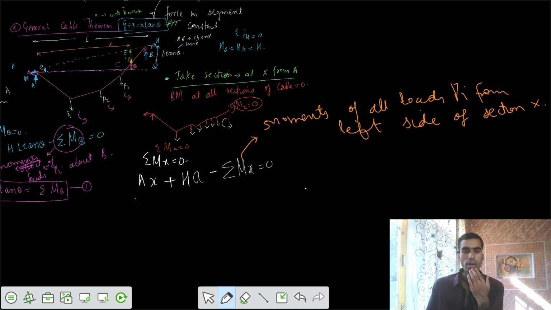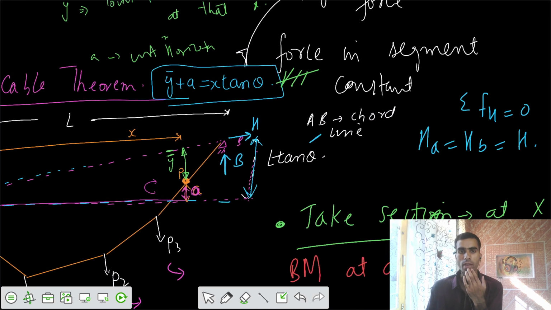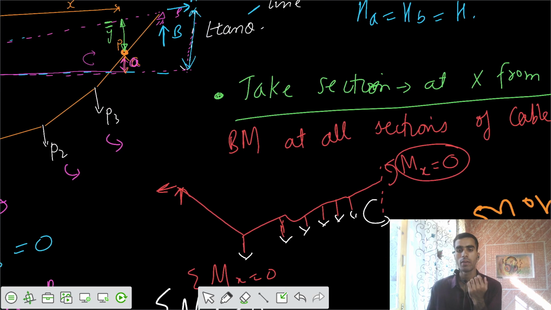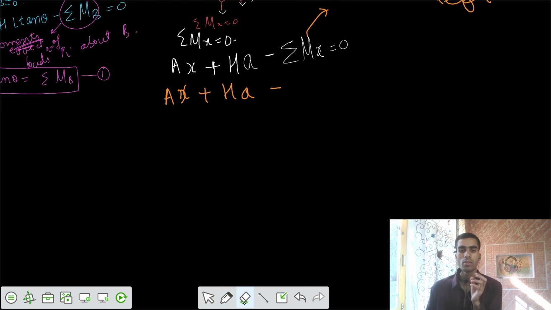So we can write it this way, Ax plus Ha. And can you tell me what is the value of a? Earlier we made some equation of a. Can you see anywhere what the equation of a is? I would say the value of a equals x tan theta minus y bar. Yeah, a equals x tan theta minus y bar. So I can write a equals x tan theta minus y bar.